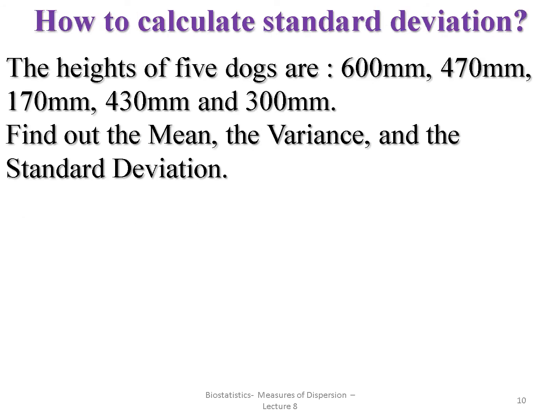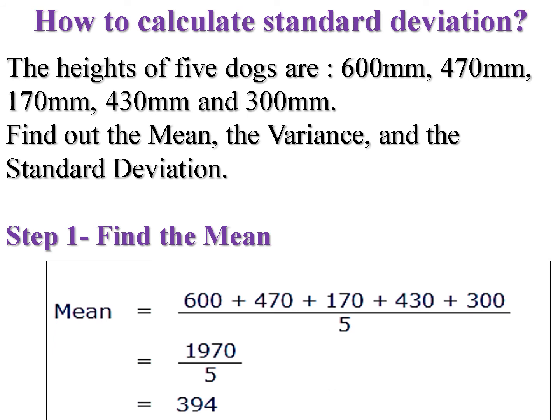See, if you want to calculate the standard deviation for the heights of 5 dogs that are given: dog 1 is 600, dog 2 is 470, dog 3 is 170, dog 4 is 430, and dog 5 is 300. First what you have to do is find the mean, the average. You know how to calculate the average: sum of all these numbers divided by the number of items. So first find the mean, then the variance, and then the standard deviation. You add up all these heights and divide by the total number of items. So the mean of this calculation is 394.